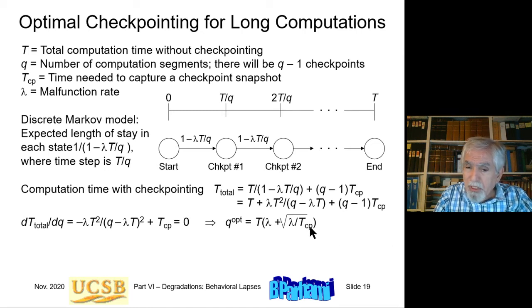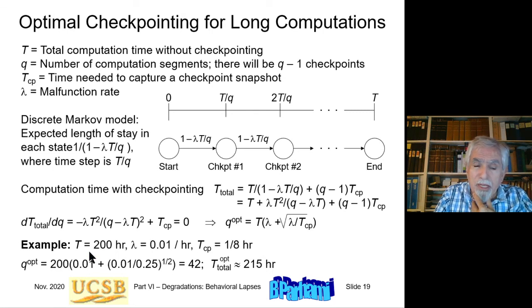And it's inversely proportional to the checkpointing overhead. The larger the checkpointing overhead, the smaller the optimal number of checkpoints. So it makes sense, okay? But why this particular function, that's not very intuitive.